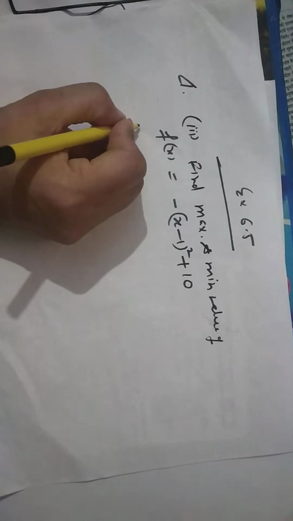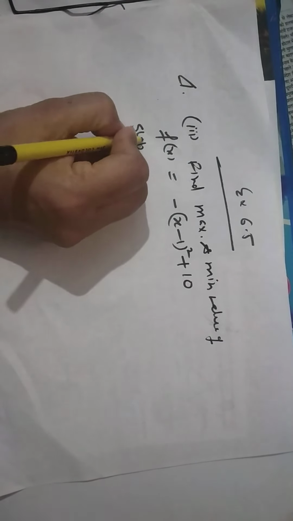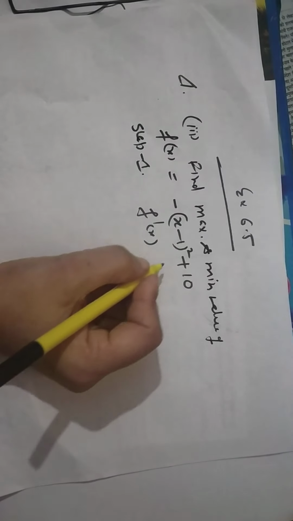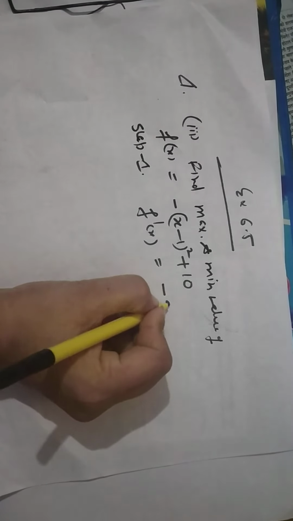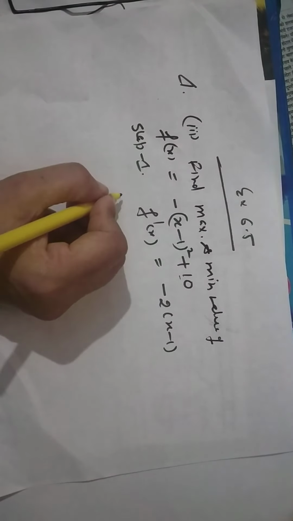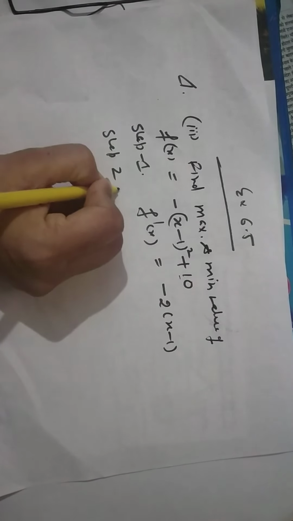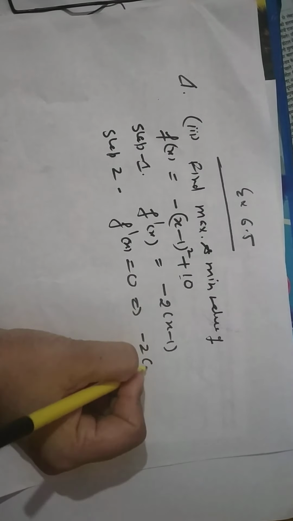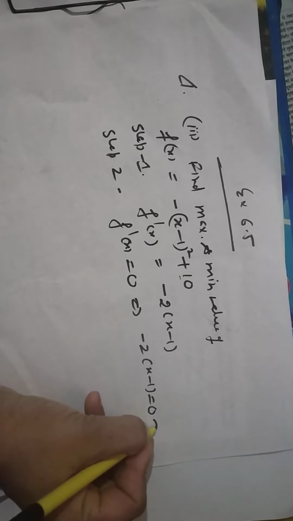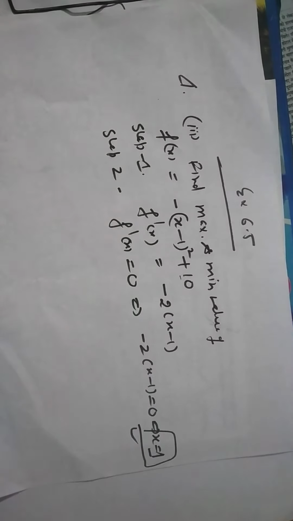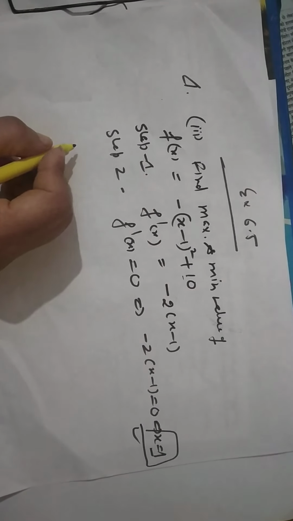So the first step is to find the derivative f dash x. The derivative of this will be minus 2(x minus 1), and the derivative of 10 is 0. Step 2 is putting f dash x equal to 0. It will give us minus 2(x minus 1) equal to 0, which will give us x equal to 1. So this is our point where we need to find the value of the double derivative.